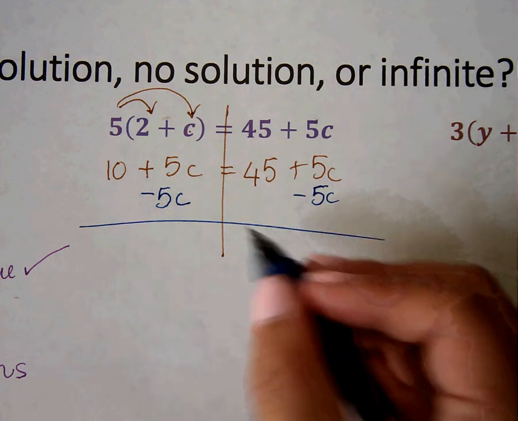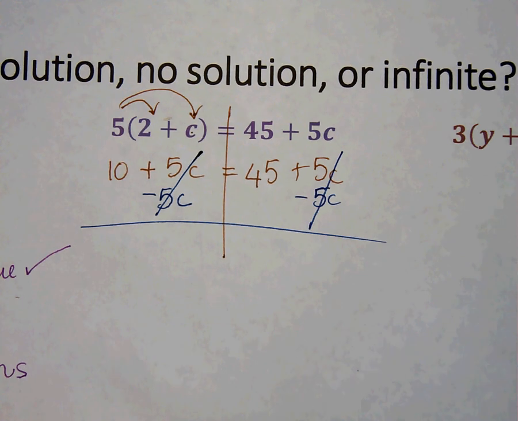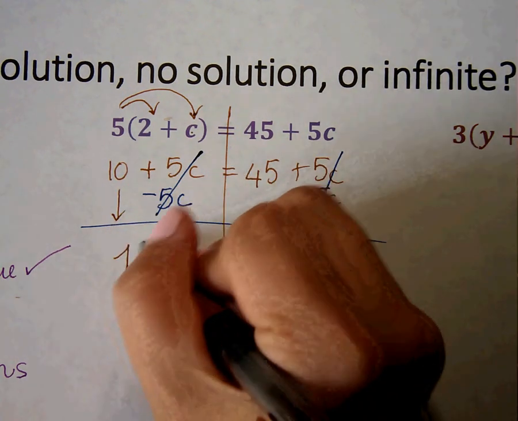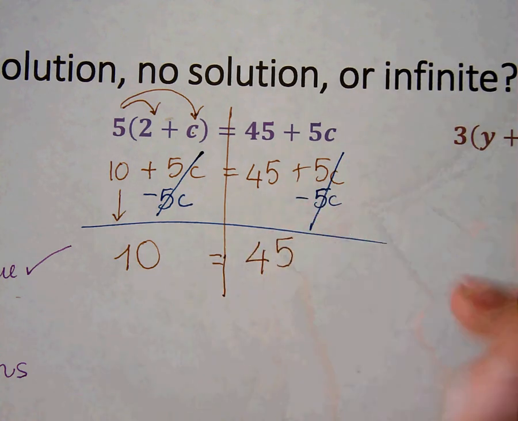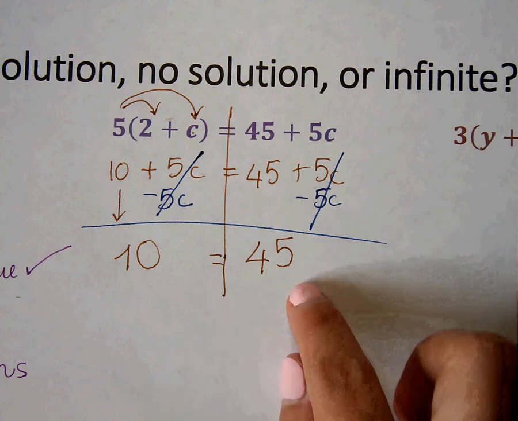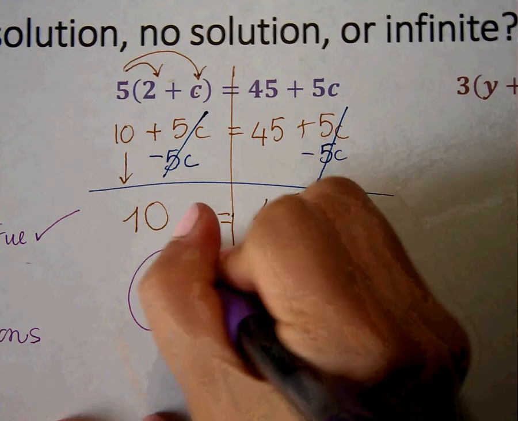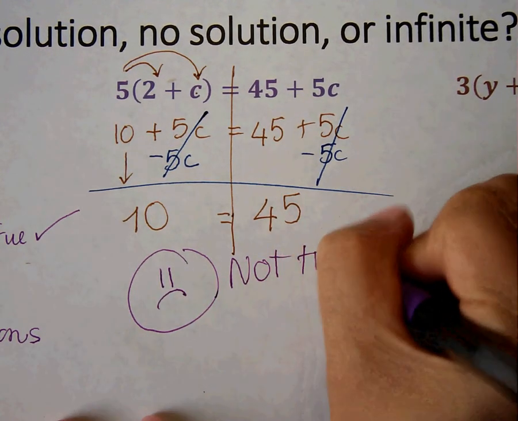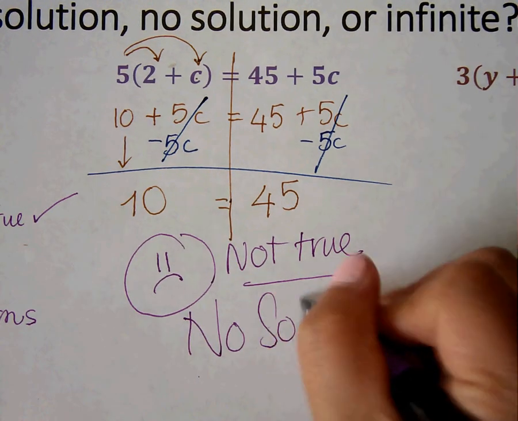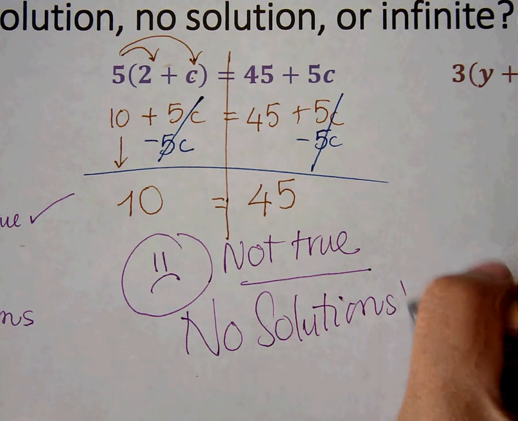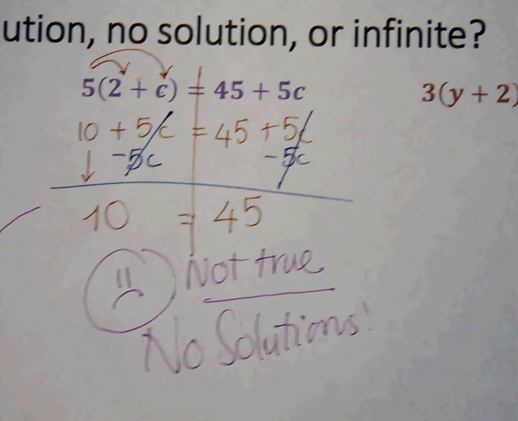Alright, so let's see. This one will be equal to 0c. Whatever is left over, we bring it down. So here we have 10 equals, and on this side, the only thing left over is 45. Is 10 going to equal 45 always? No, never. This is not true. So whatever is not true, we say this one is no solution. If the variable cancels out and we're left with a false statement, this means no solution.